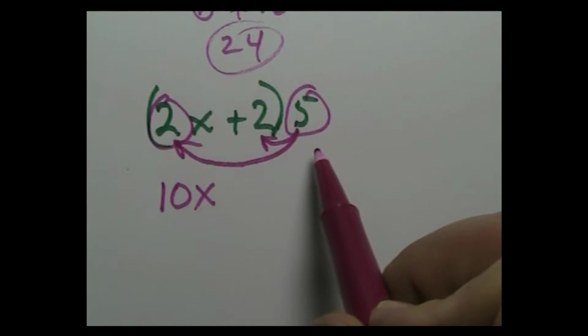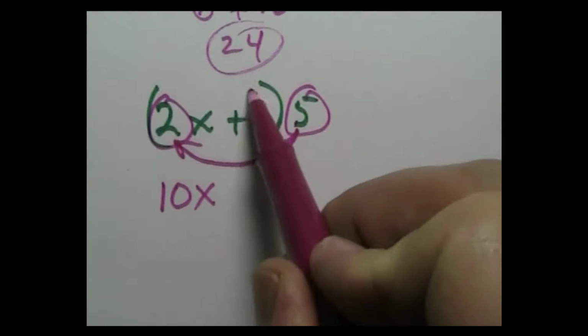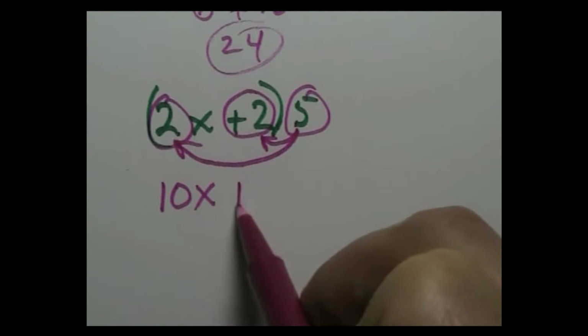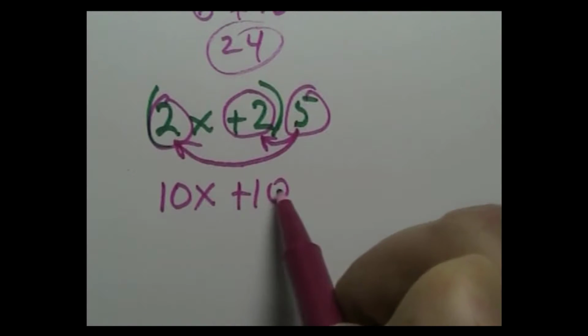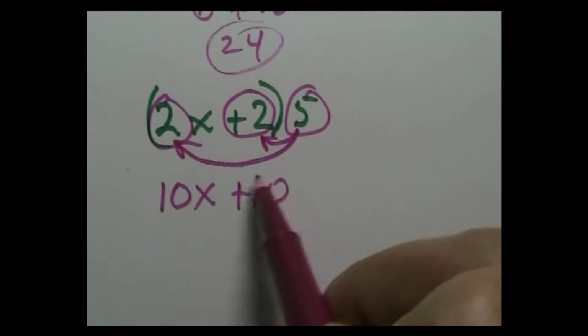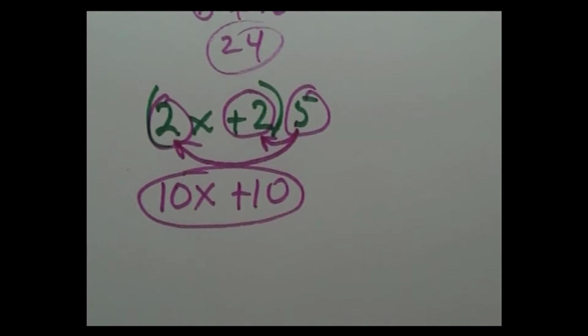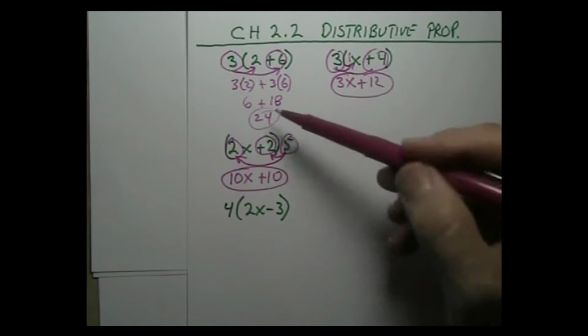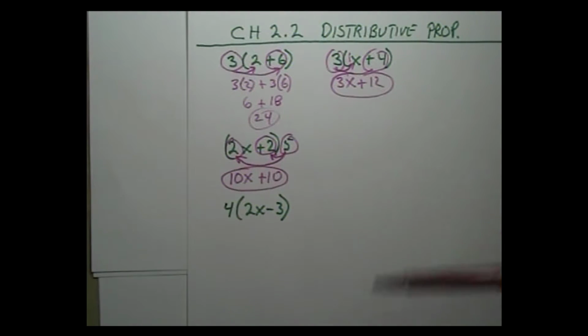Is that a positive 10 or a negative 10? 5 times 2 is positive 10. So I'm going to put plus 10 because it's a positive 10. If it was a negative 10, I'd put minus 10. I'm just going to go down the page. When I get to the bottom, I'm going to come back up to the top.